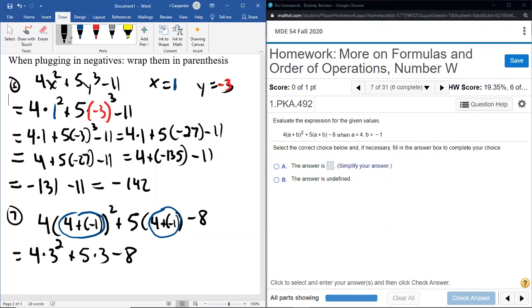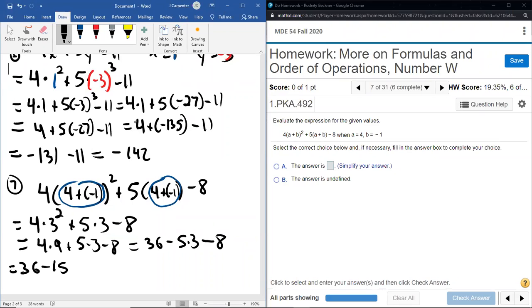No more parentheses. We're up to exponents. Do not multiply 4 and 3 first. You have to square first. E before M and D. 3 squared is 9. So that's 4 times 9 plus 5 times 3 minus 8. Four times 9 is 36, minus 5 times 3 minus 8. 5 times 3 is 15, so that's 36 minus 15 minus 8. Two subtractions, do them from left to right. 36 minus 15 is 21. 21 minus 8 is going to be 13.